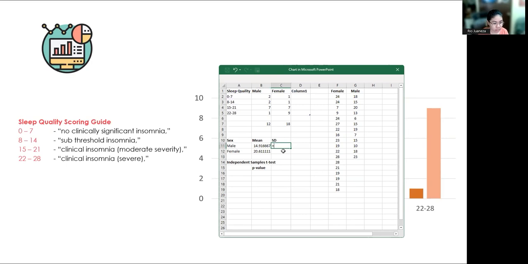So for the standard deviation, we can use the STDEV.S function. So STDEV.S for the male and for the female, STDEV.S for the female.